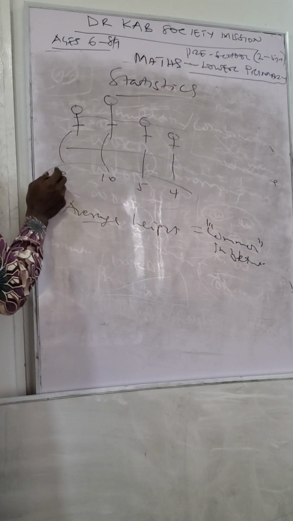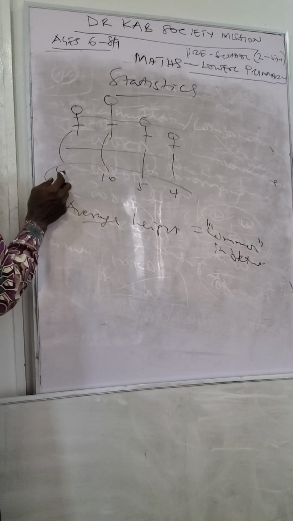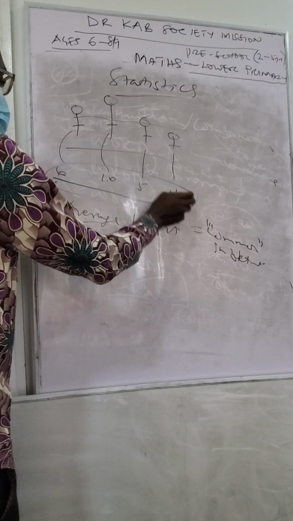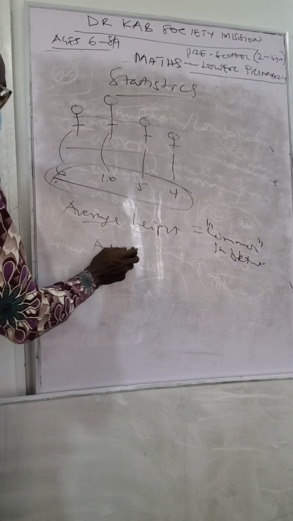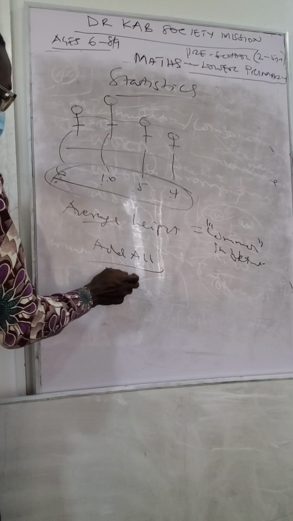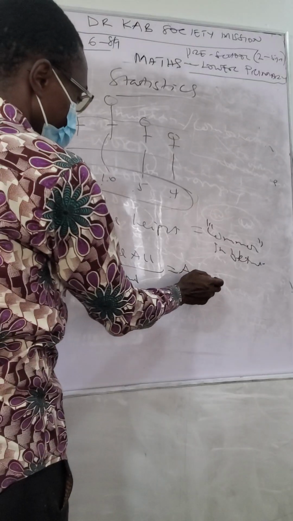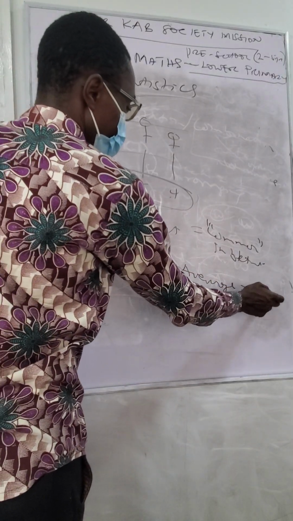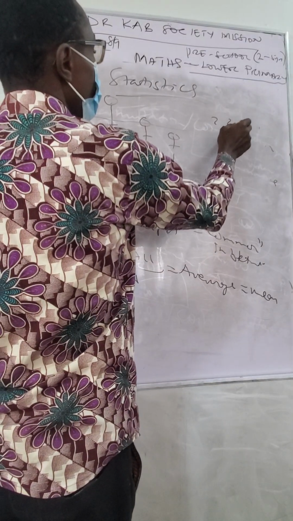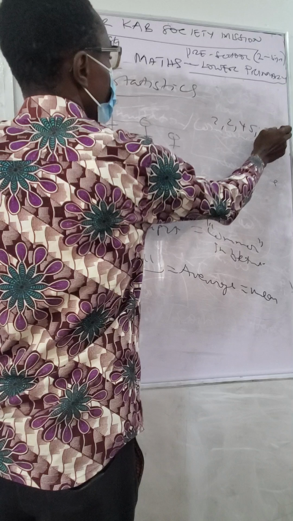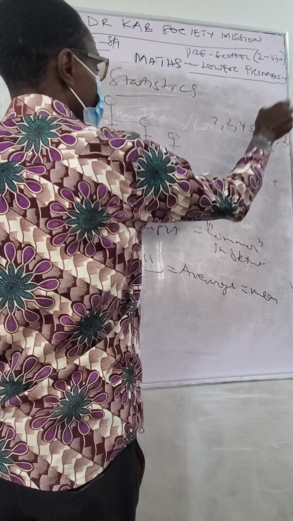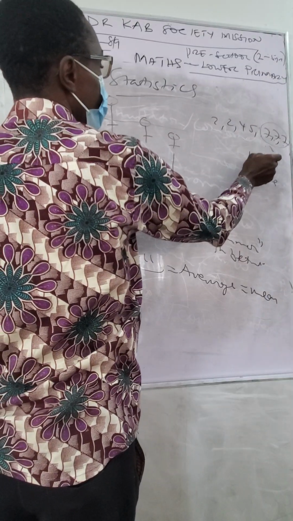To get the average, we can say maybe the height is between 6 and 10, between 5 and 10, between 4 and 10. So what you can do is add all of them and divide by the number of numbers there, and we call that average. It's also called mean. Now if the numbers are, let's say, 2, 4, 5, 7, the number that appears the most, we call that the mode.